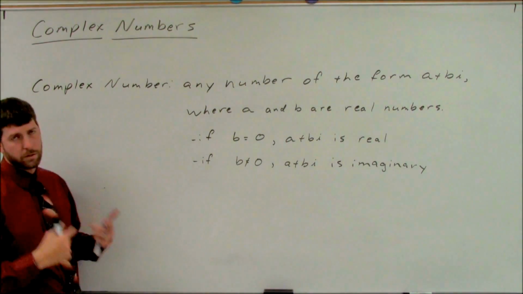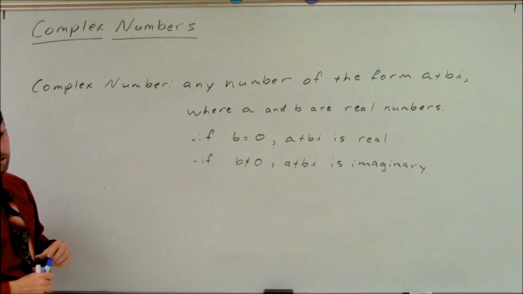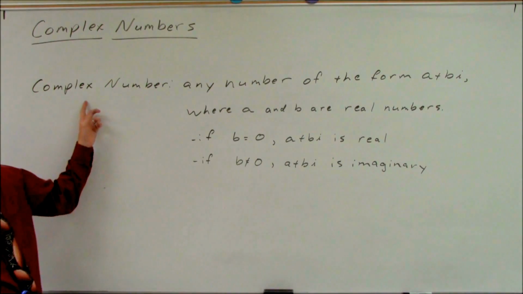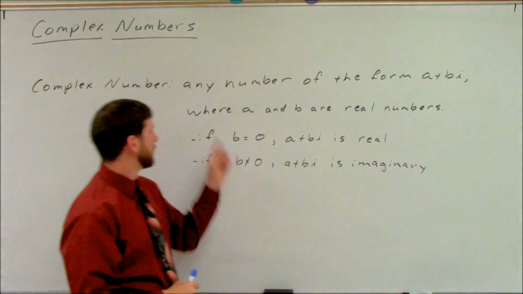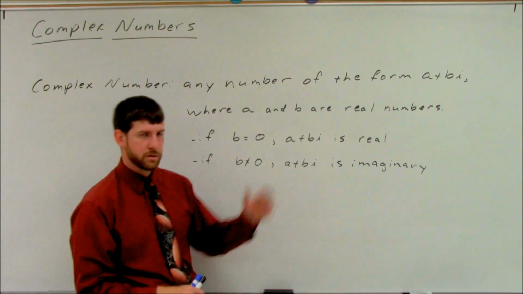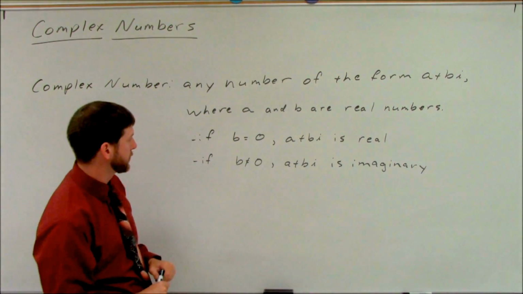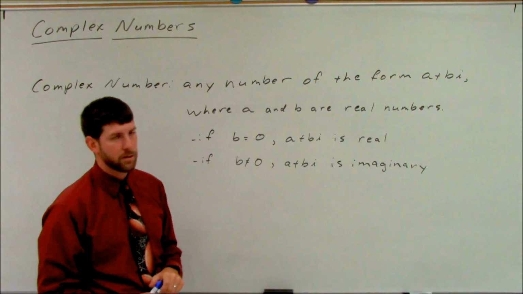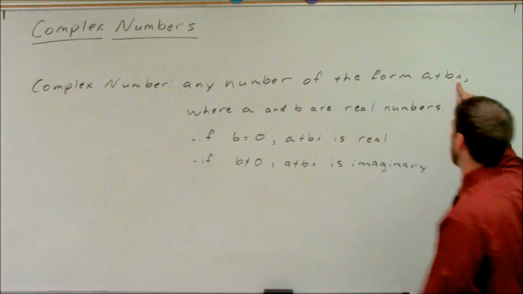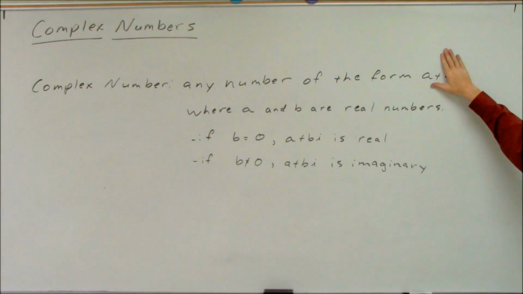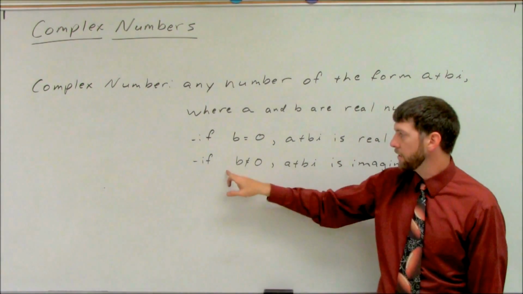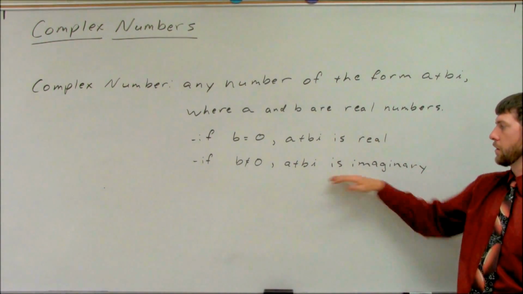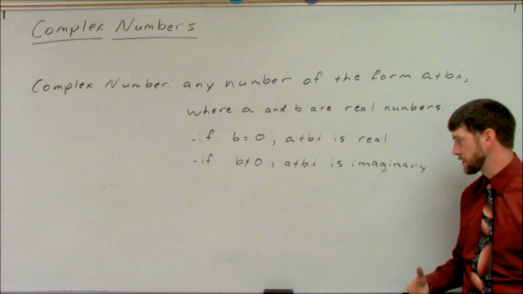Before we start doing some work with complex numbers, just let me define what a complex number is for you. A complex number is any number of the form a plus bi, where a and b are real numbers. i is obviously the imaginary unit. Now we can see if b is equal to 0, we have 0 times our imaginary unit, which leaves us only the real numbers. So a plus bi is real at that point. If b is not equal to 0, then a plus bi is an imaginary number.